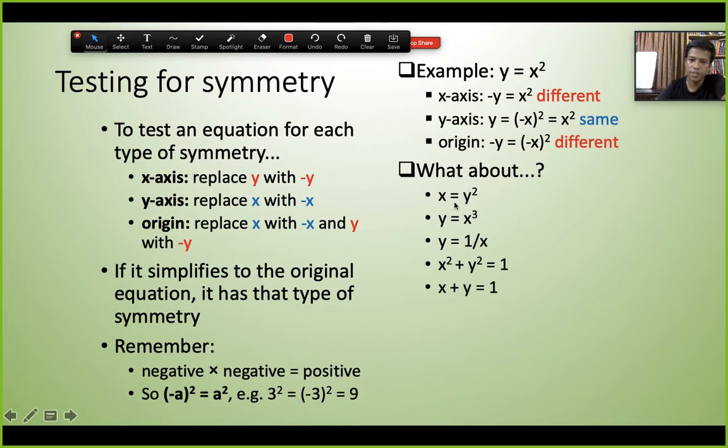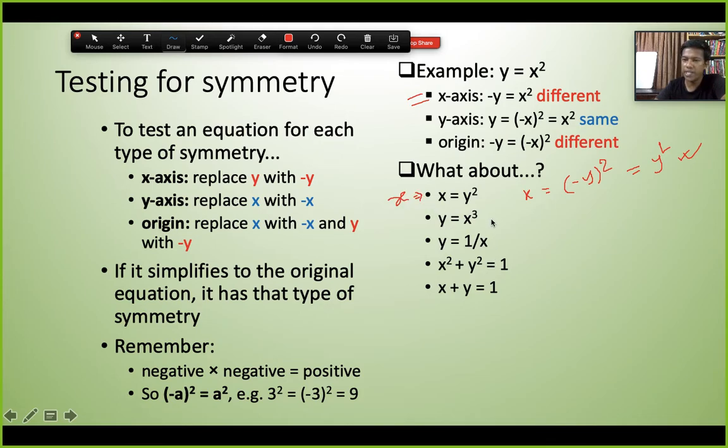Suppose we want to test this one, just like this one. Suppose we want to check y equals to minus y first here. There is a y here, so if we write x equals to minus y, then whole squared, then minus y whole squared equals plus y squared. That means x equals y squared. So this is actually satisfying our actual equation. That means this equation has x symmetry.